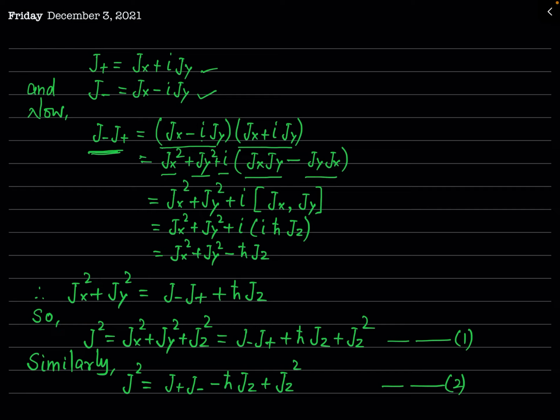Now this Jx Jy minus Jy Jx is simply the commutator of Jx and Jy. So this factor has been replaced by the commutator of Jx and Jy, and the remaining two terms are Jx squared plus Jy squared. You have seen in the previous lecture that the commutator of Jx and Jy is simply equal to i h bar Jz.